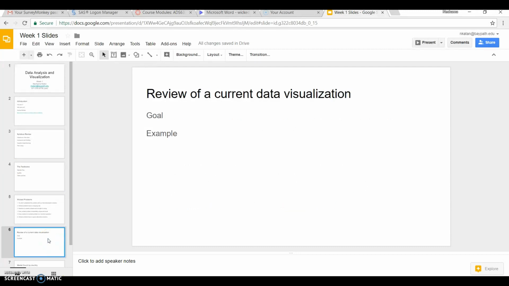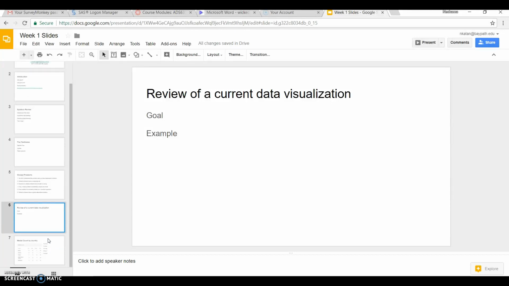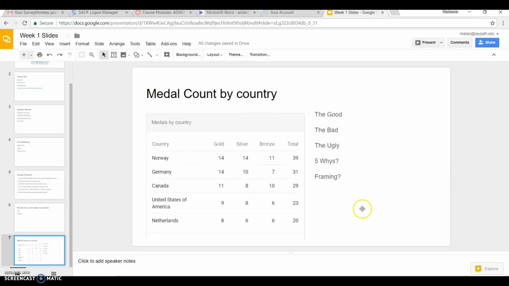analyses. So I've done the review of the current data visualization. Again, what I would be looking for you guys here is to say, okay, Stephen Few talked about dashboards.